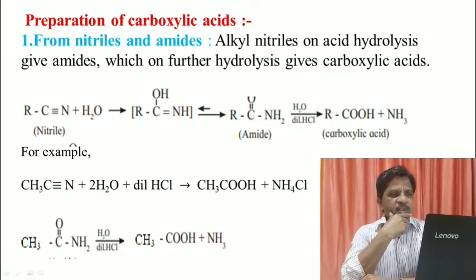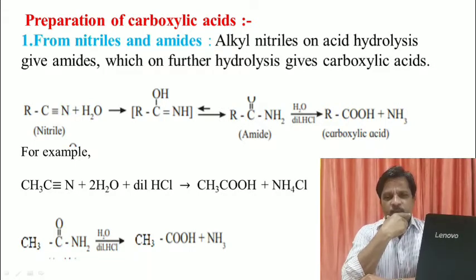Now see preparation of carboxylic acids. There are 6 methods of preparation of carboxylic acids. First, from alkyl nitriles and amides. Second, from acyl chlorides and acid anhydrides. Third method is from esters. Fourth method from alkyl benzene. Fifth method from alkenes. And sixth method from Grignard reagent.